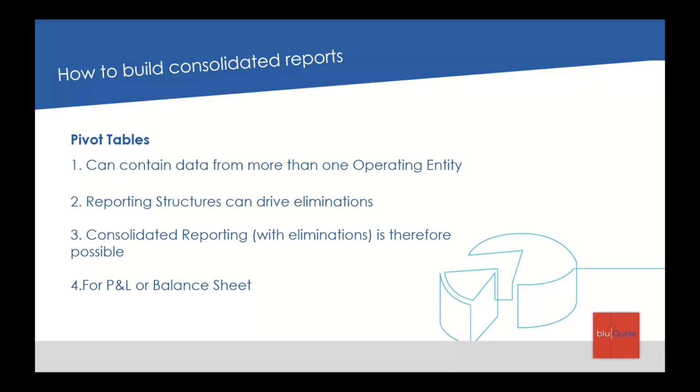So if you've got the same reporting structure in all the operating entities that you wanted to consolidate, provided the reporting structure joins together the intercompany sales and purchases and the intercompany assets and liabilities accounts, then the pivot table will naturally just eliminate those as we produce a pivot table from multiple operating entities where the sales cancel out the purchases and so on. That's just eliminations. So that's consolidated reporting with elimination and for both the balance sheet and profit and loss.